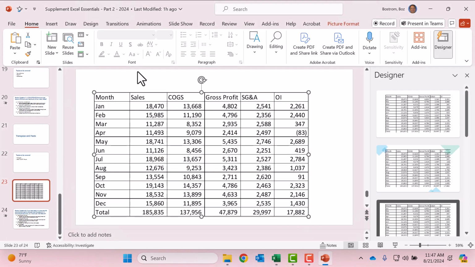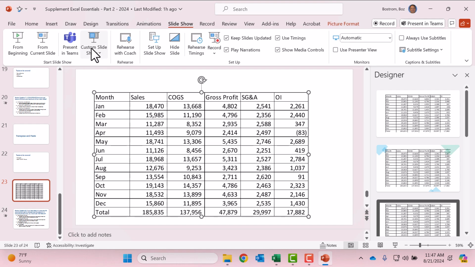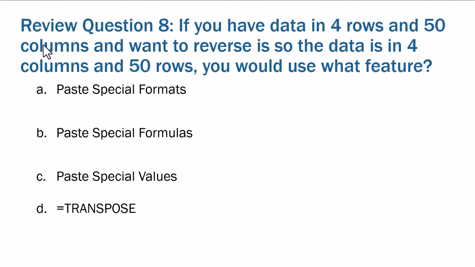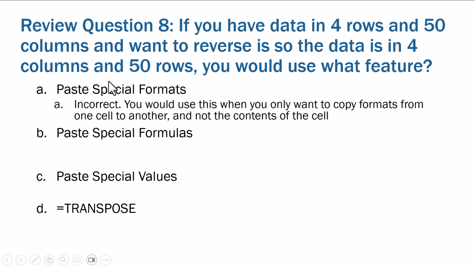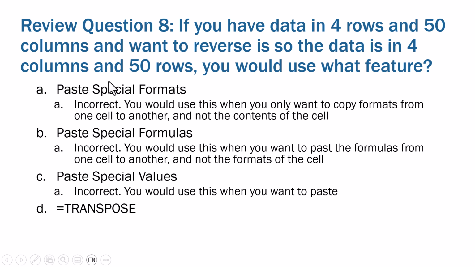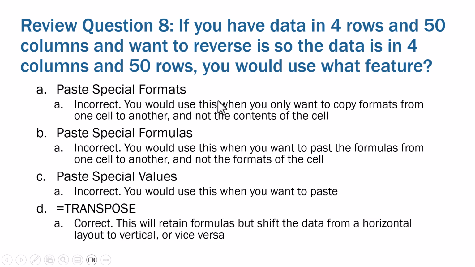And just as we wrap this one up then, the last review question: you have data in 4 rows and 50 columns and you want to reverse it so the data is in 4 columns and 50 rows. You would use what feature? Not paste special, formats or formulas or values. You would use transpose. That's what I got.